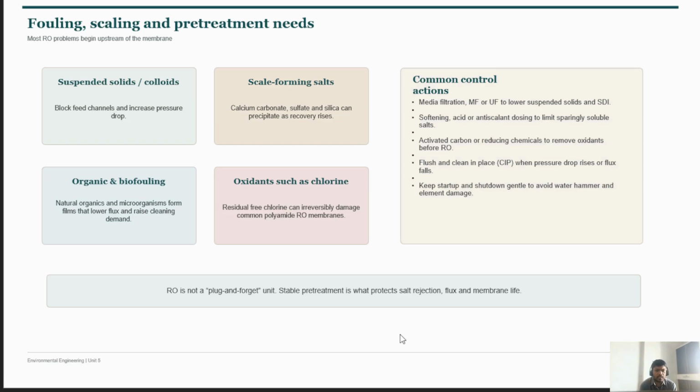Next is the oxidation, such as the chlorine. Chlorine acts as an oxidant. If residual chlorine is present in the water, that may damage the RO membrane. So that again is another difficulty that can happen in RO filtration.